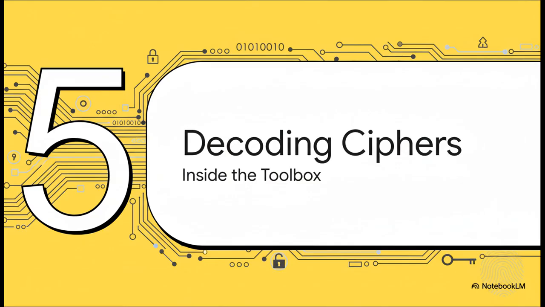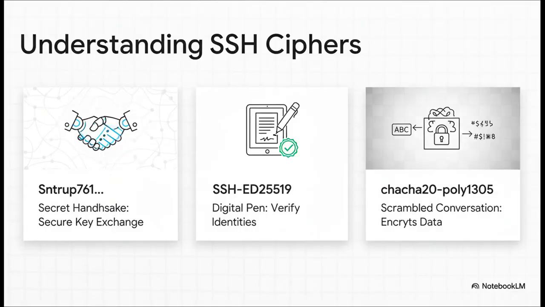So, before we wrap this up, let's take a quick peek inside the toolbox that makes all of this security possible. I'm talking about the advanced ciphers, the secret codes that SSH uses. Think of these as different tools for different jobs. You've got sntrup761. That's for the secret handshake to agree on a key. And what's wild about this one is that it's designed to be safe from future quantum computers. It's future-proofing our security. Then there's ssh-ed25519. That's basically the high-tech digital signature used to prove who you are. And finally, you have something like ChaCha20-Poly1305, which is the fast, efficient tool that actually encrypts your conversation and makes sure nobody's messing with it.